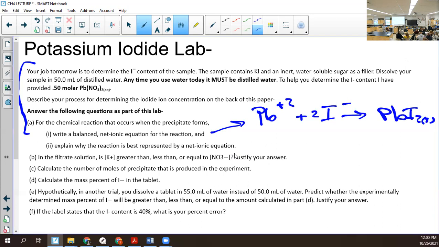Okay, so hopefully you said, because that's what actually happened. Right? Good. That's what actually happens in the solution. All the other stuff, just spectates.